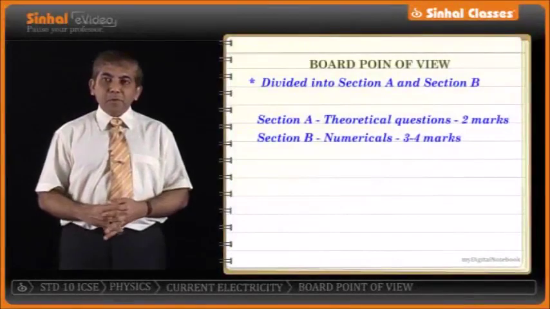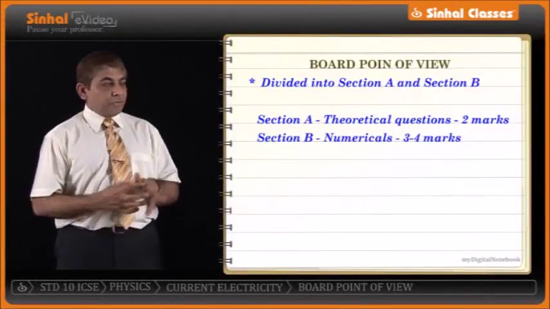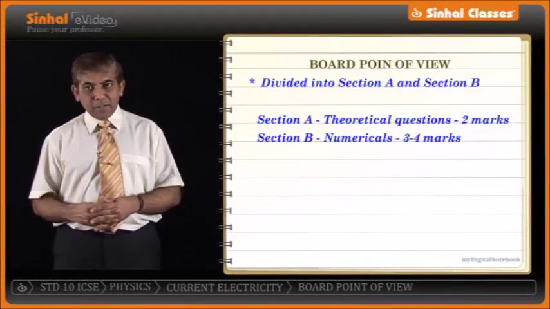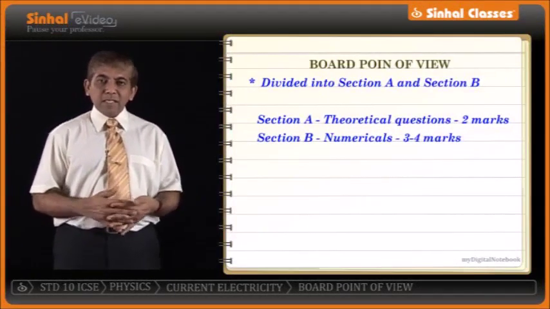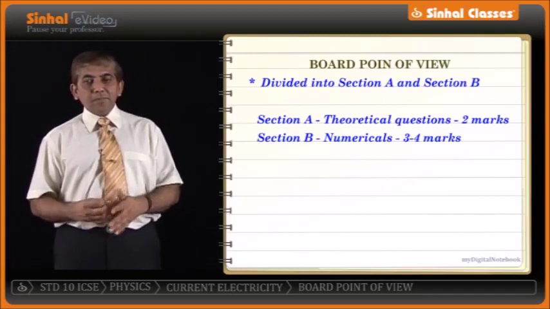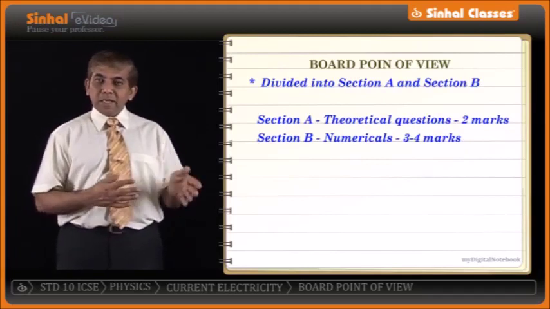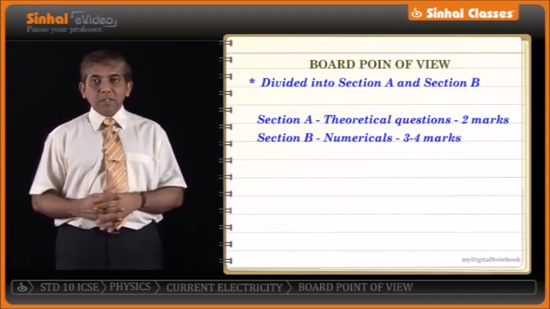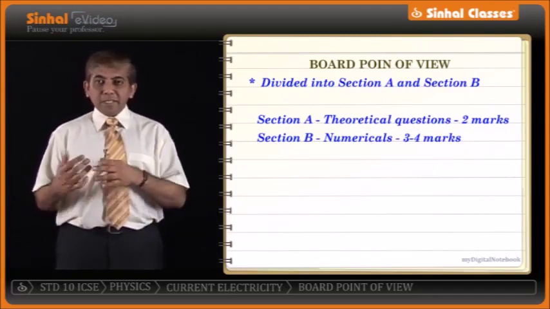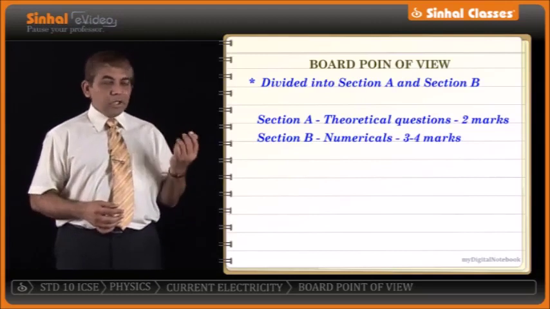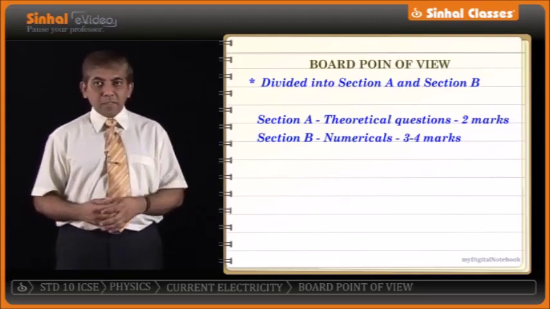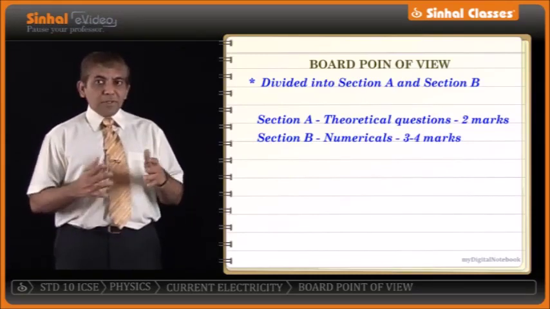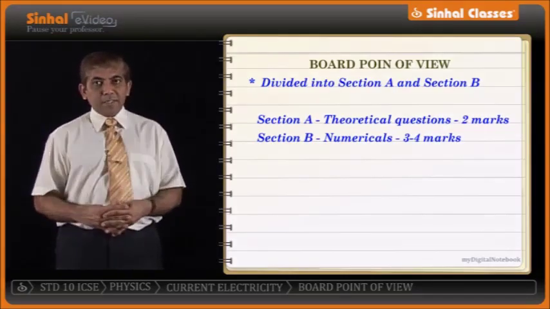Talking about this chapter as far as the board point of view is concerned, as you have seen already, most of the times you are having numericals that are based on this. The coverage is around 6 marks in the boards. A very simple chapter to tackle with. It is divided into section A and section B. Section A, you have theoretical questions for 2 marks, and as far as section B is concerned, you may have a numerical that is worth 3 marks or 4 marks, normally appearing in question number 9. But a very simple chapter to deal with as far as your boards are concerned.